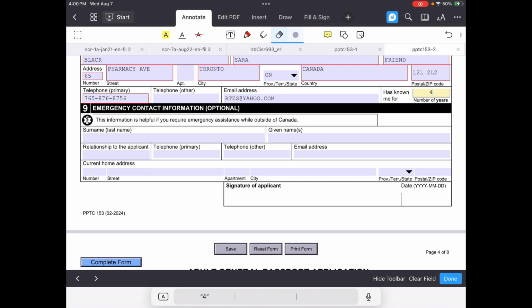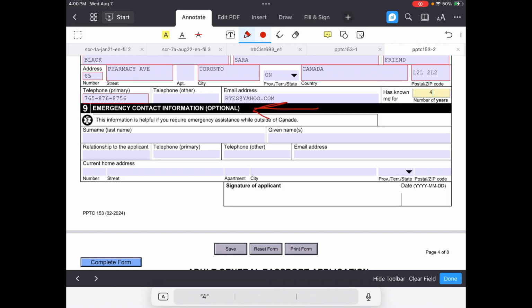You're done. You can just print this application, sign it, and then take it with you and apply for your Canadian passport. But make sure you do have the documents. Again, I do have another video about all the documents that you need to have with you when you're applying for your Canadian passport. Feel free to check that out to make sure that you have them all and you're not missing anything.